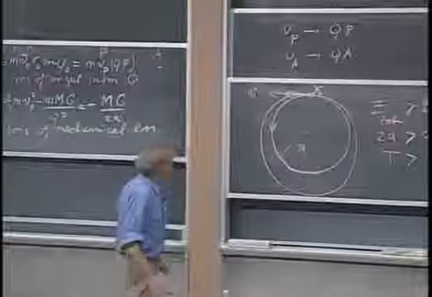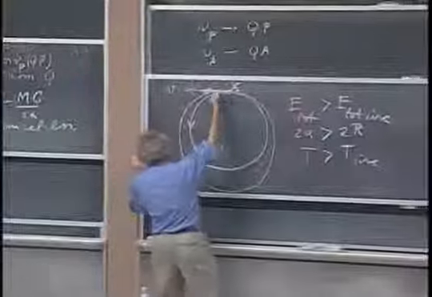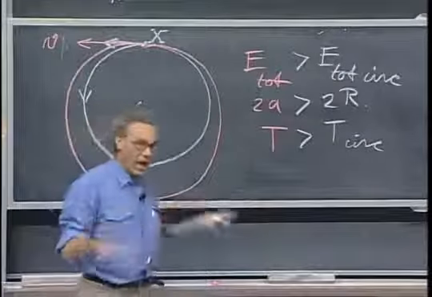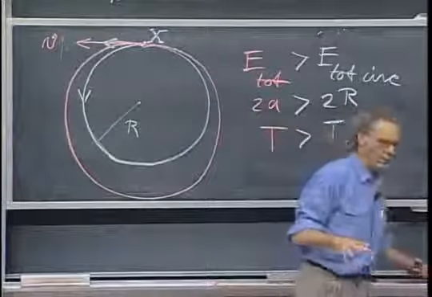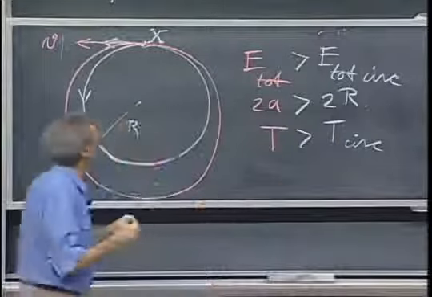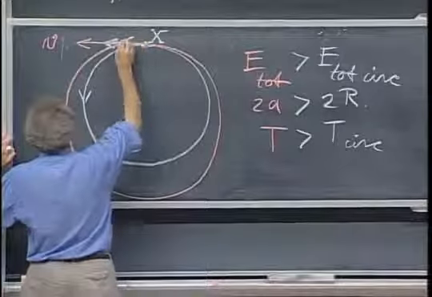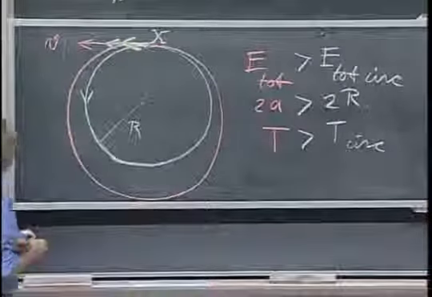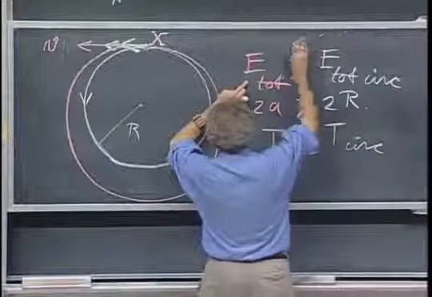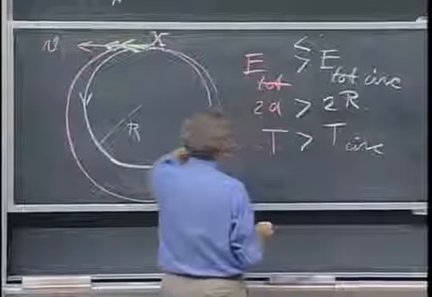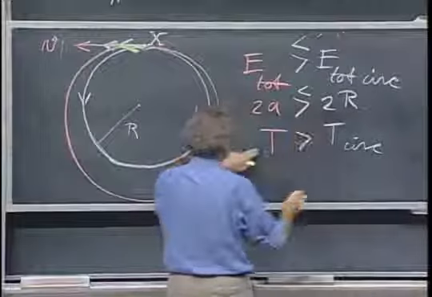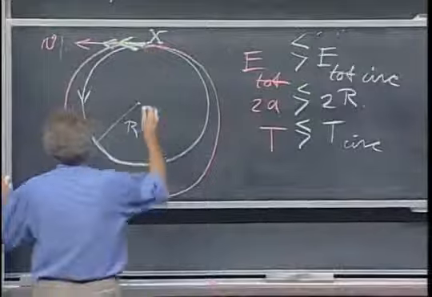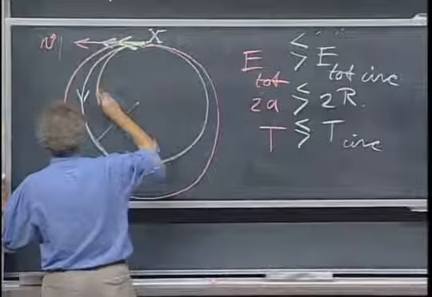My other option is that I'm going to fire the rocket when I spew out gas in this direction, so I take kinetic energy out. So after the burn, my speed is lower. I have taken kinetic energy out. When I take kinetic energy out, the total energy is going to be less than the circular energy. 2a will be less than 2r, and the orbital period will be less than the circular orbital period. And therefore, my new ellipse will look like this.